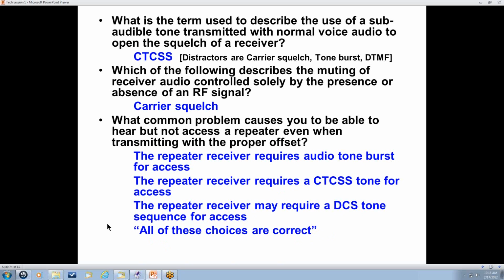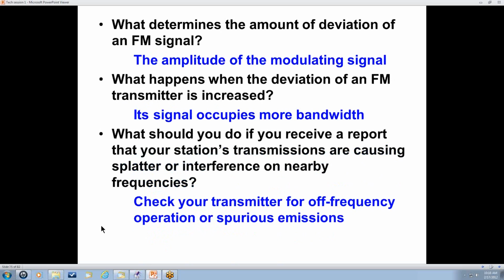Okay, what determines the amount of deviation of an FM signal? The amplitude or the strength of the modulating signal controls the amount of deviation. What happens when the deviation of an FM transmitter is increased? Its signal occupies more bandwidth. The signal becomes broader in frequency when you increase the deviation.